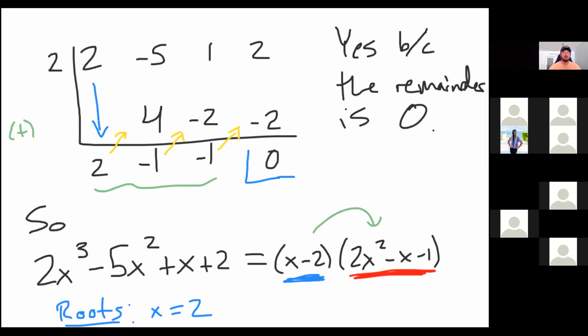Starts with a Q. Quadratic. Yeah, thank you. I'm left with a quadratic. And you all have the tools to find the roots of quadratic functions.